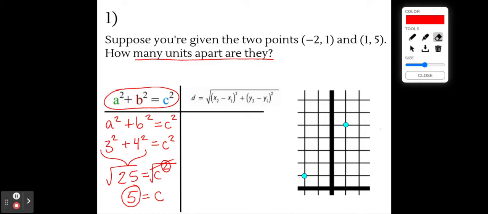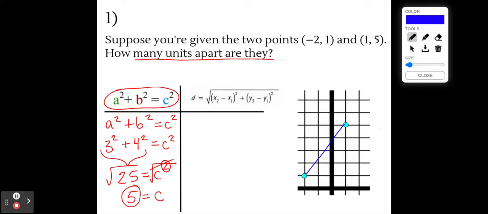Now you could do that, or you could use the distance formula, and that's what I'm going to show you next here. So again, if I want to find the distance here, it's this diagonal length. And I know the 2 points that are given above, and we're going to need those 2 points in order to plug them into the distance formula.